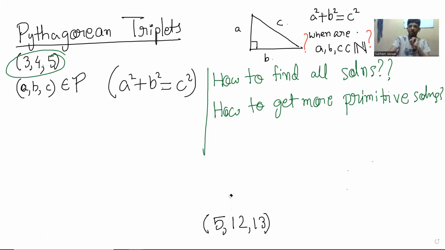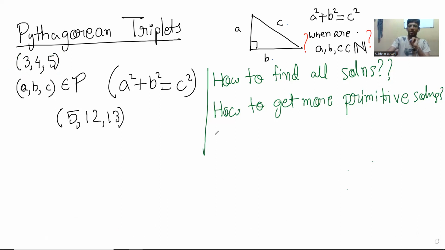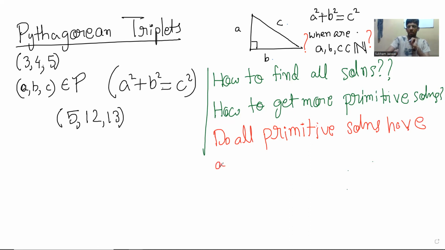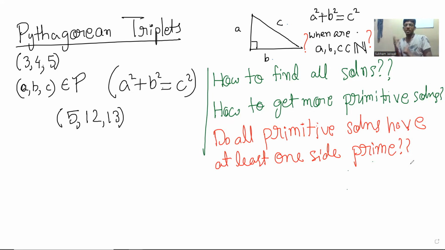How do we find them? Can we say that all primitive solutions have at least one prime number? Is that true? That's a good question. Do all primitive triplets have at least one side prime? This is a good question. Let's think about this.